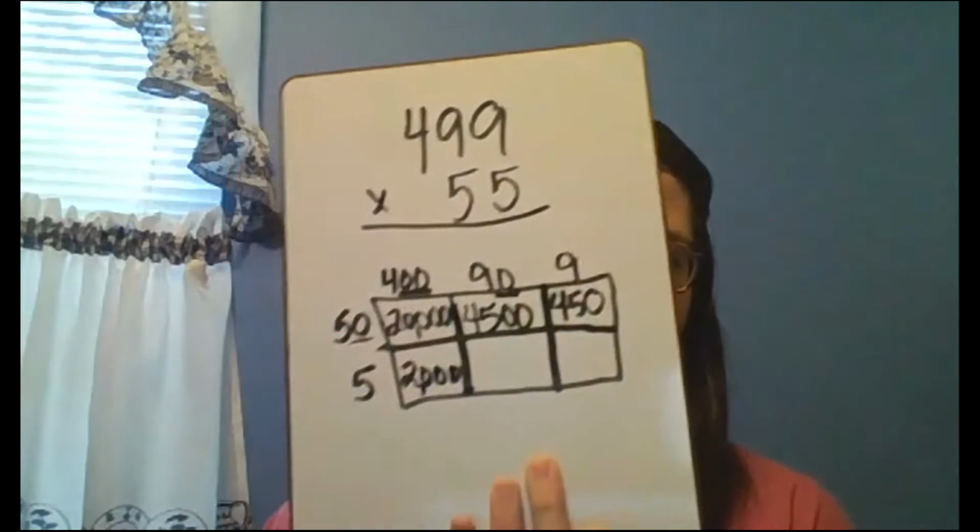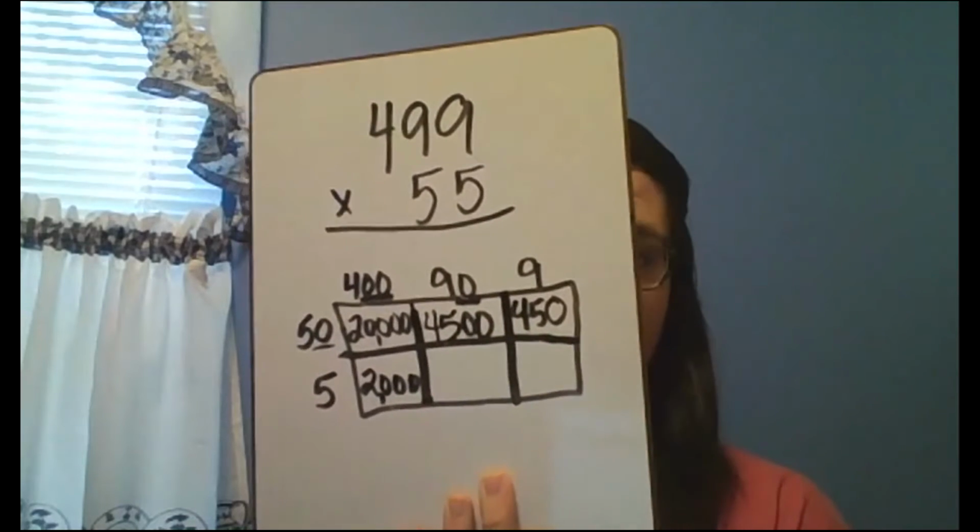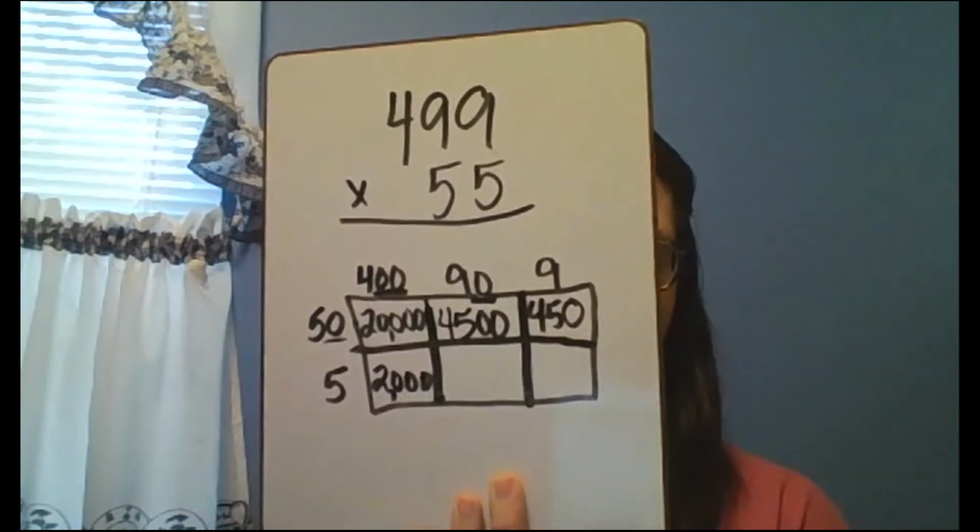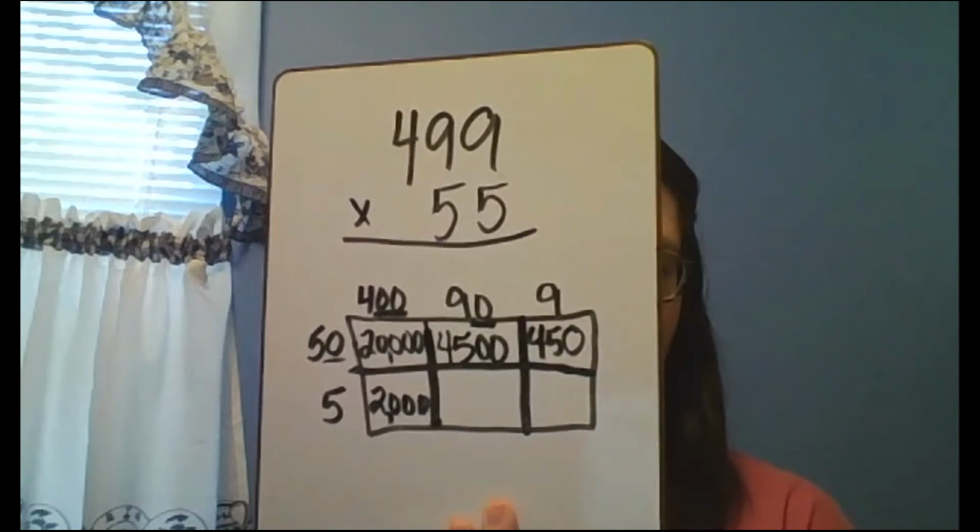So I'll add my little comma in there. So 5 times 400 is 2,000. Okay, then we go to the next box, the one that's in the middle. That one's going to be our 5 times 90. Okay, 5 times 90. We remember that 5 times 9 is 45.